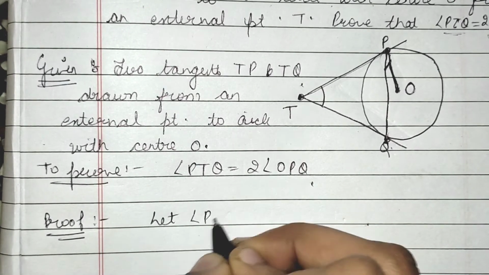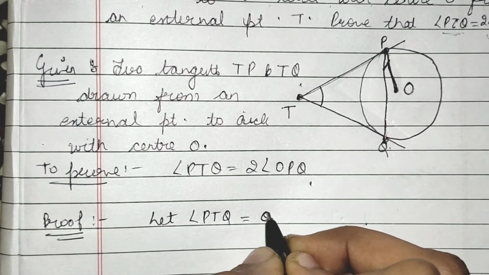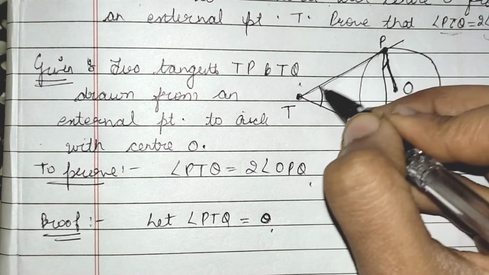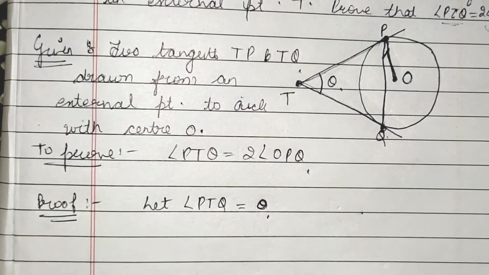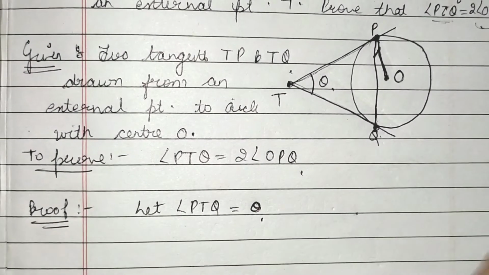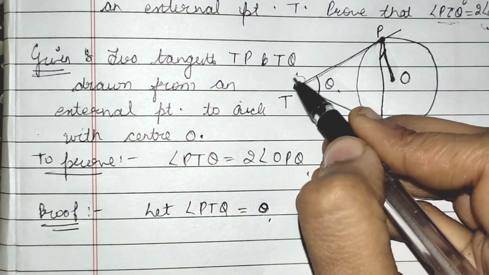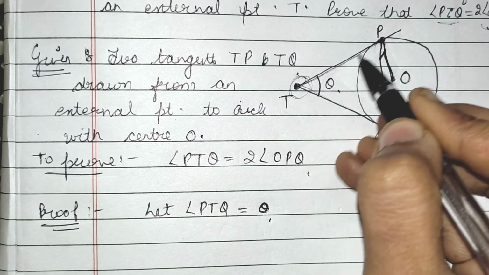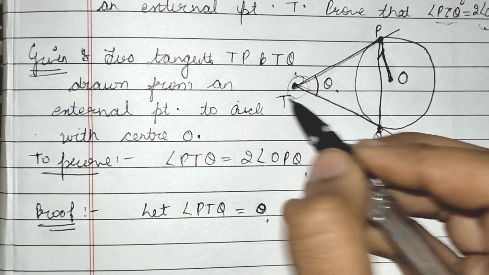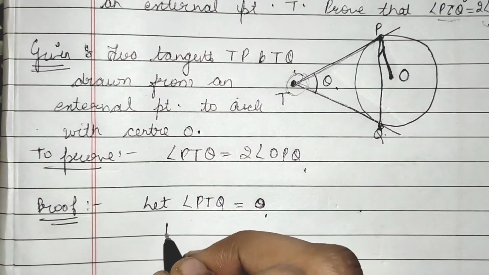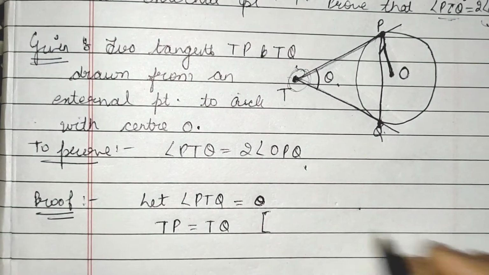Let us suppose our angle PTQ is equal to theta. So you can imagine any value. I have assumed that my angle PTQ is equal to theta, right? So by the theorem 10.2 we have proved right now that if any two tangents are drawn to a circle from any external point, then the length of the tangent is equal. That means TP is equal to TQ. What you will write down the reason?